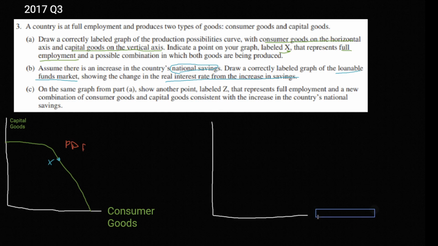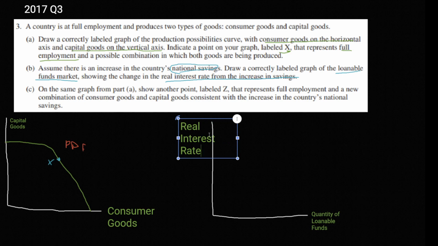So on the x-axis for a graph of a loanable funds market, we have the quantity of loanable funds. This is our quantity like in a supply and demand. And over here, we have the real interest rate. For the purposes of the AP exam, they really like that you say real interest rate here. So remember, it's just real interest rate.